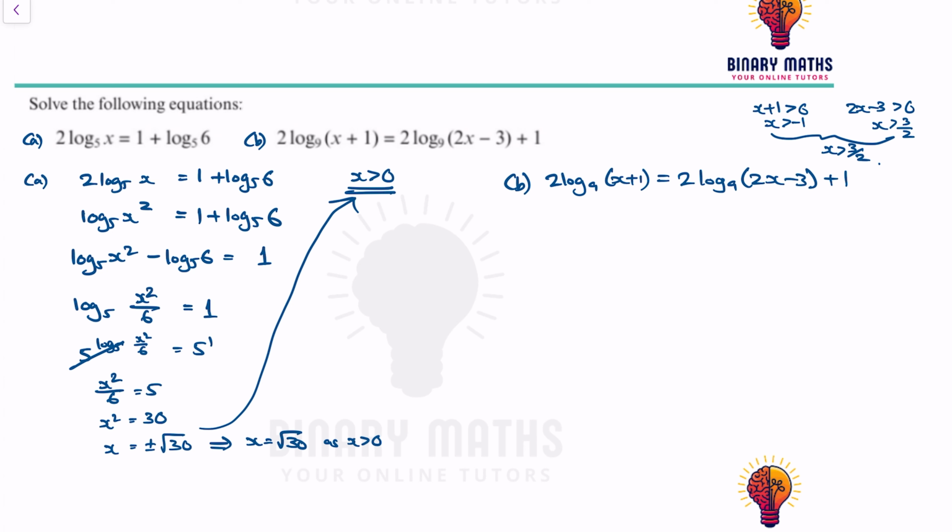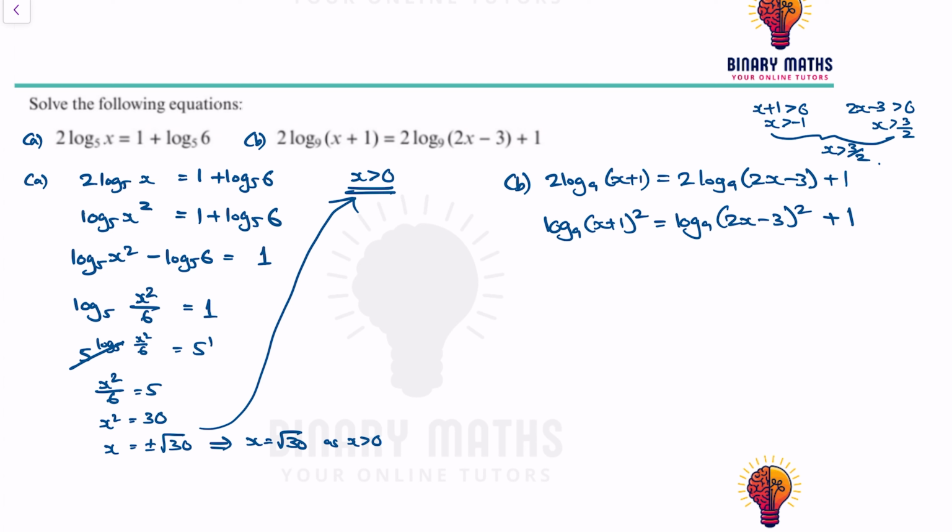Okay, so let's start solving now. So remember, when we find the solutions, when we check that they're greater than 3 over 2, if they are, then they are a solution. Okay, so the first thing I do is those 2 as a coefficient, I can put it as a power. So log base 9 of x plus 1 squared is equal to log base 9 of 2x minus 3 squared, plus 1.